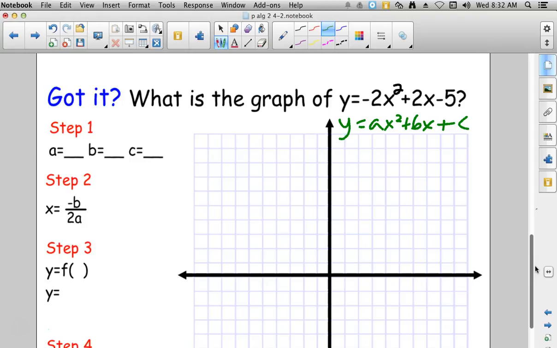Alrighty, let's go through it. I'm going to want to know what A, B, and C are. Maddie, why don't you identify those for me? What are A, B, and C?